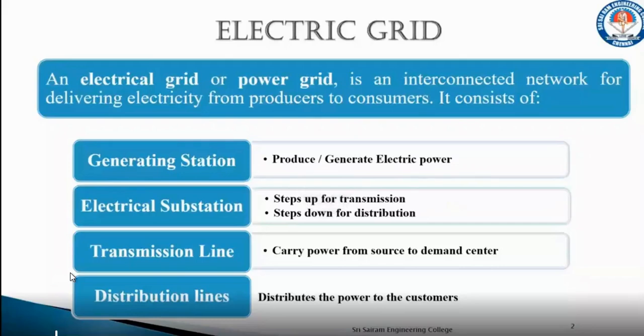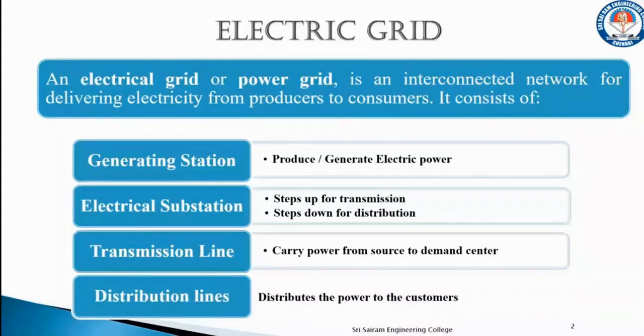So before we move on to smart grid, we'll just have some introduction about what is the electric grid. The electric grid is nothing but a power grid, which is an interconnection of networks used for delivering the electricity from the producer to the consumer. It consists of generating station, electrical substation, transmission line, and distribution line.